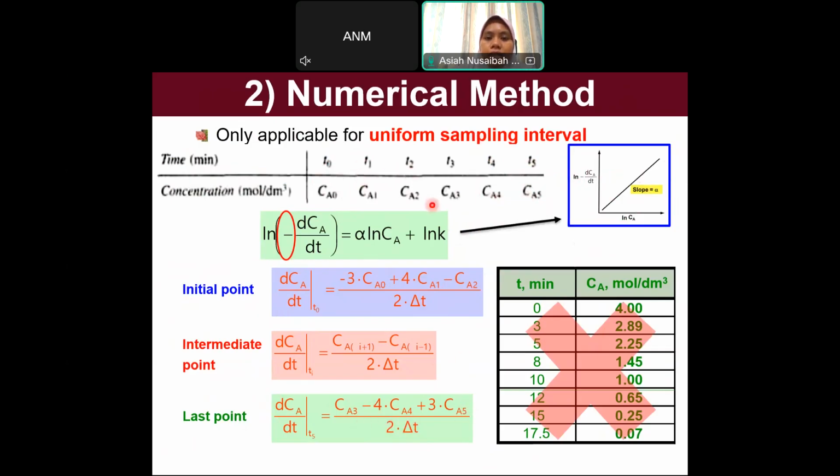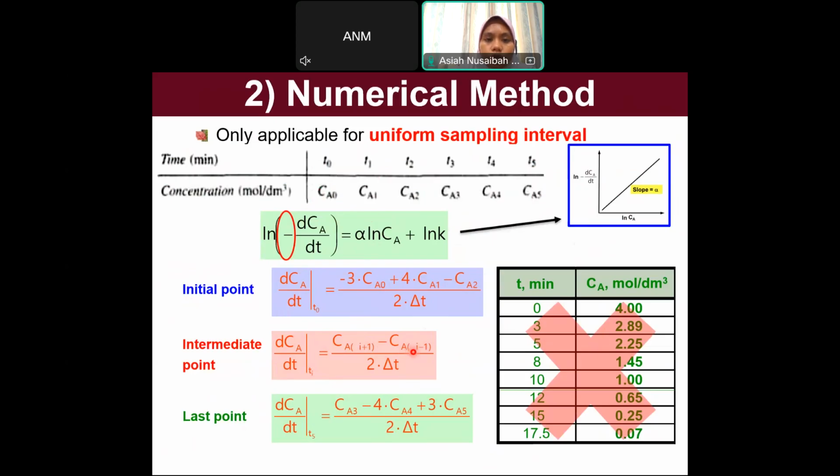How about the intermediate? So for intermediate, how do we find this dCA over dt? It equals, for example, CAi plus 1 minus CAi minus 1, then divided by 2 delta t. So when we want to find dCA over dt at t1, then CAi plus 1 is CA2, minus CAi minus 1, which is CA0, for the change.